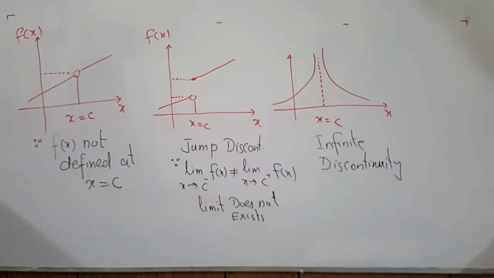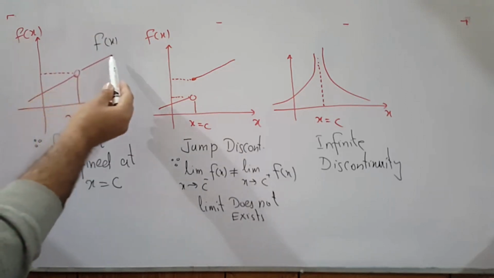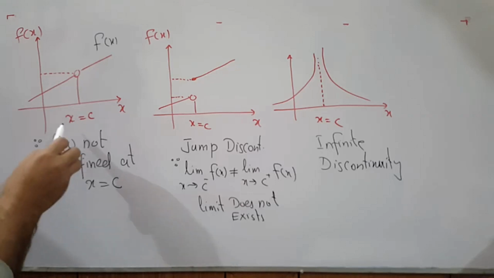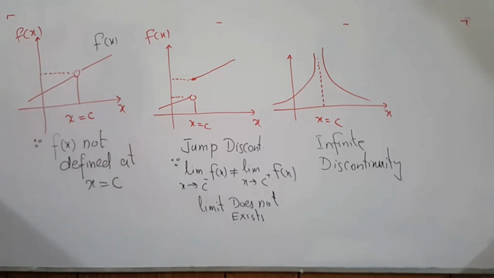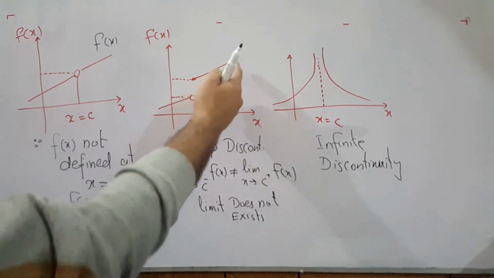And there are a few types of discontinuity. If you have a function f of x and the graph of this function is of this form, meaning there is a hole in it, then this function is discontinuous at x equals c, because the function is not defined at x equals c. The first condition was that the function has to be defined at that point, and it's not defined, so this is not continuous.